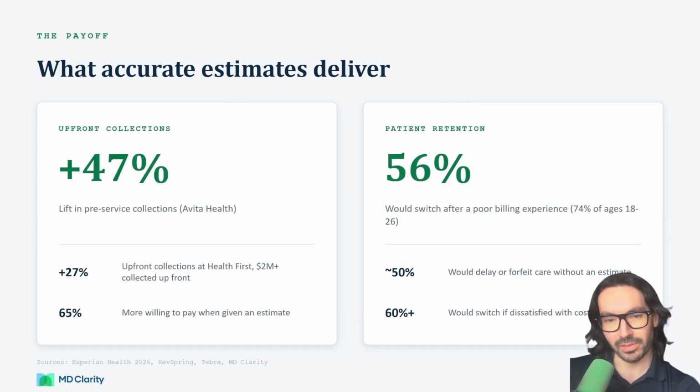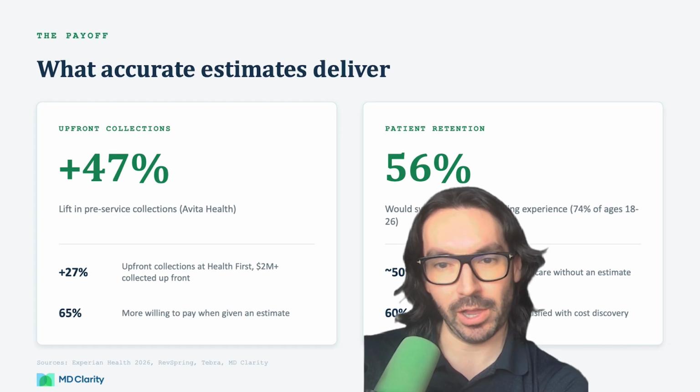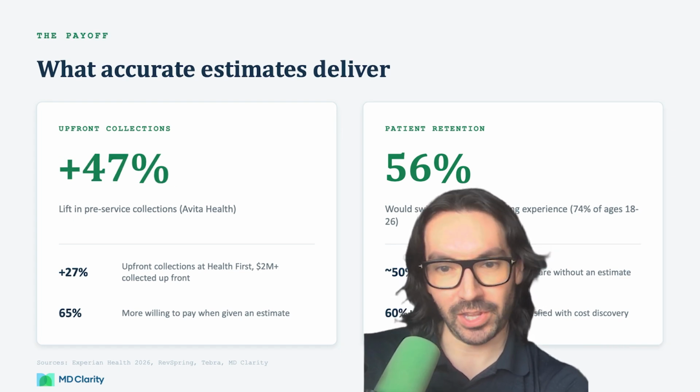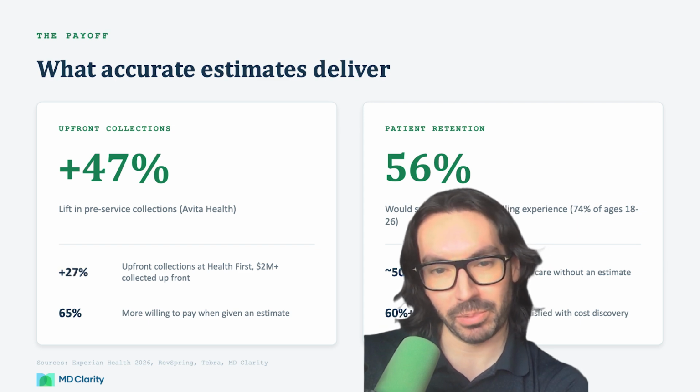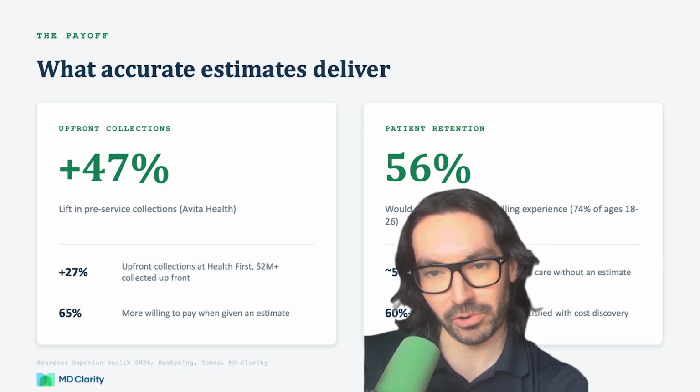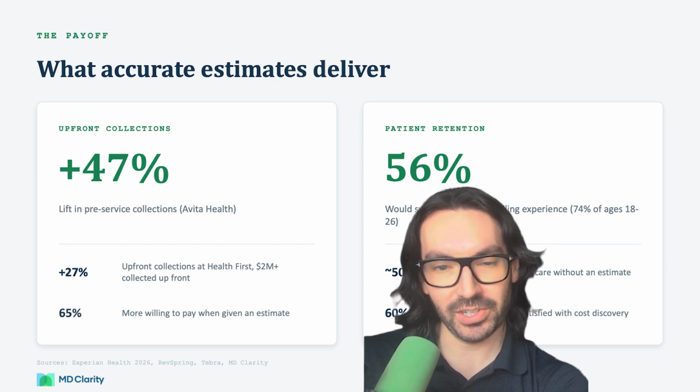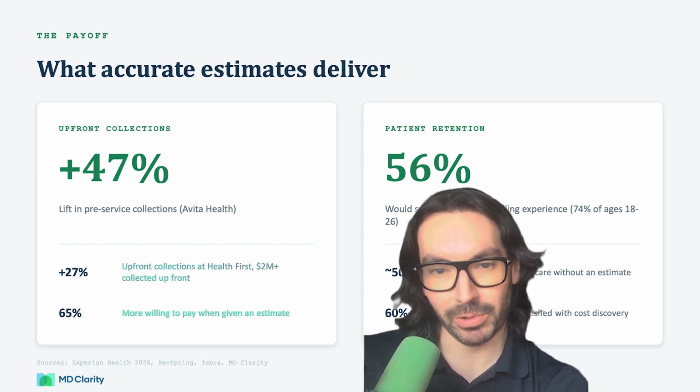And when you do this well, the payoff is measurable. Avita Health rolled out patient estimates and raised its pre-service collections by 47%. The Health First health system lifted upfront collections by 27% and brought in more than $2 million upfront. The reason is plain human behavior. 65% of patients are more willing to pay when you hand them an estimate.